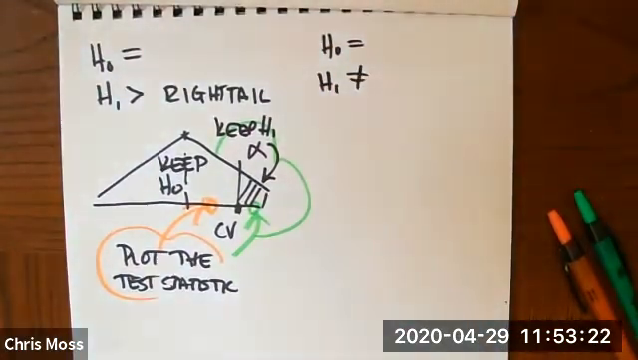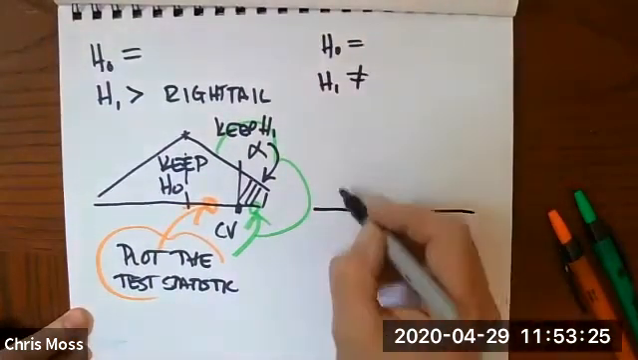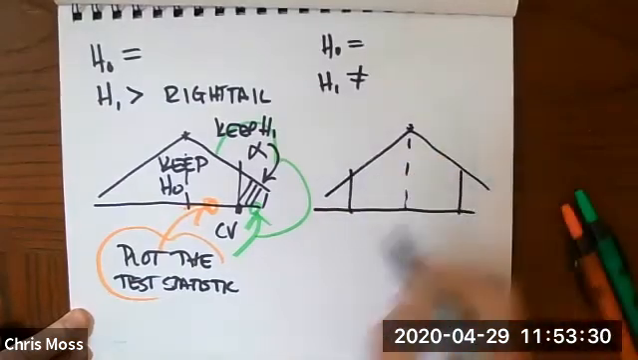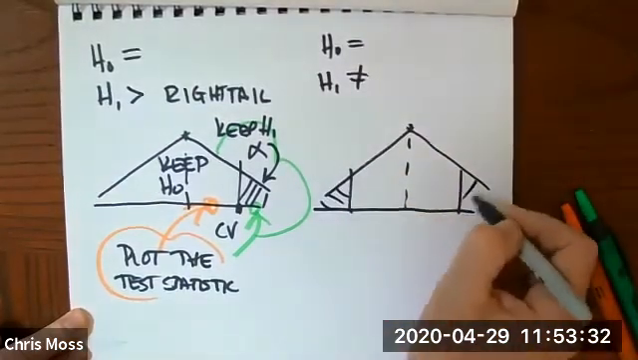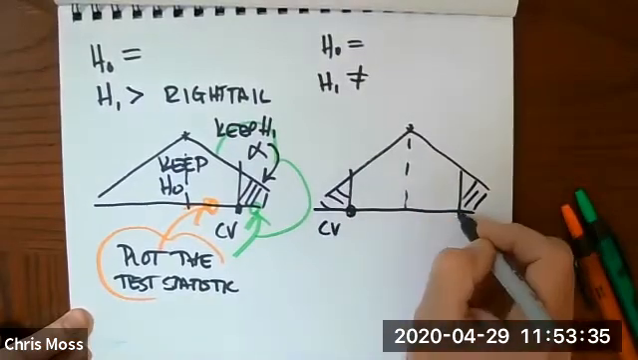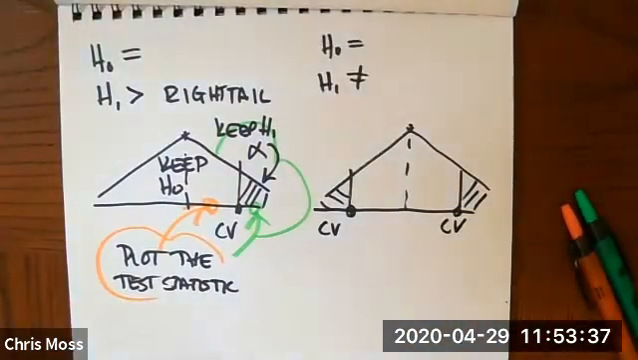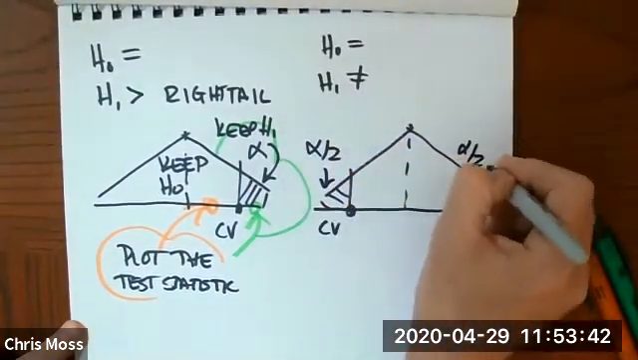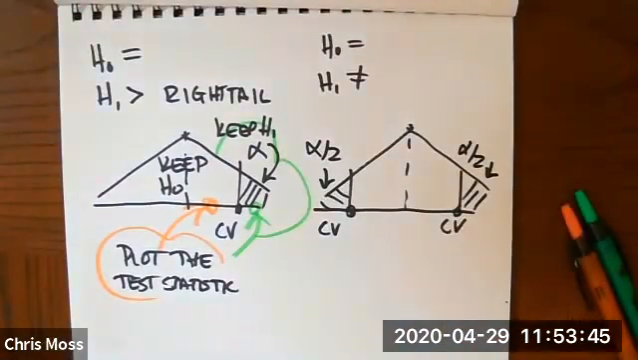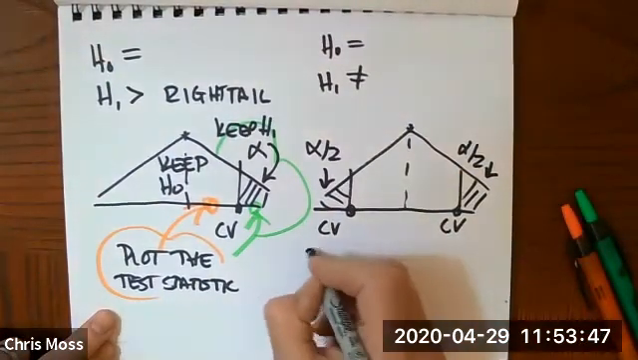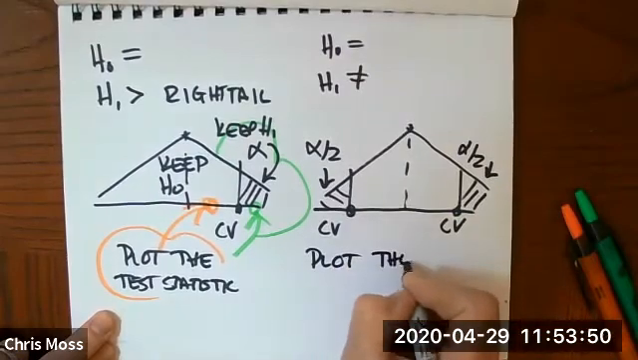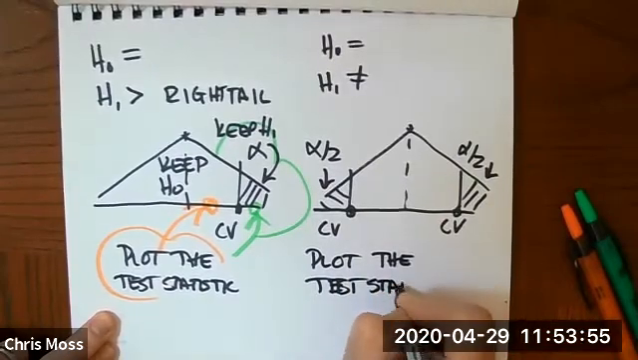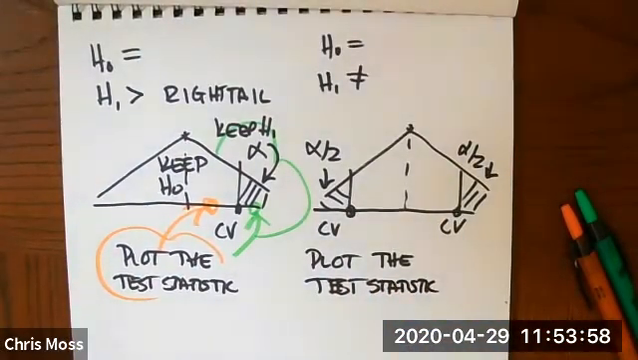Here, that rejection region is split equally between the left and the right tail of the distribution. Each of the little pieces has alpha over 2 of area. And once again, you know what we're going to do. Plot the test statistic. So that's what we're going to do.